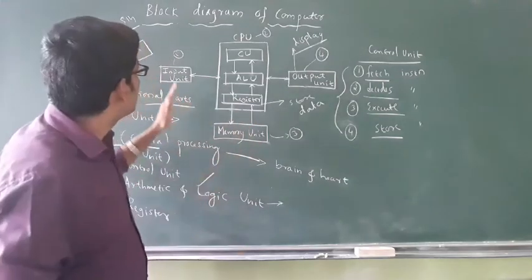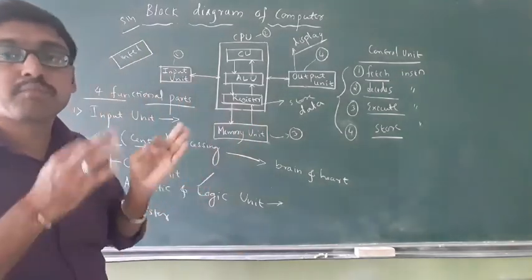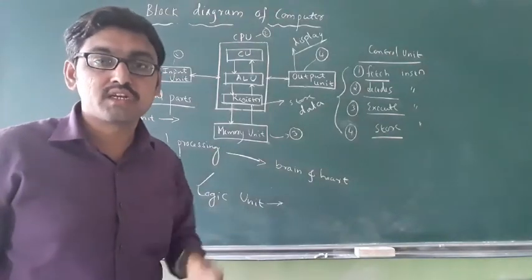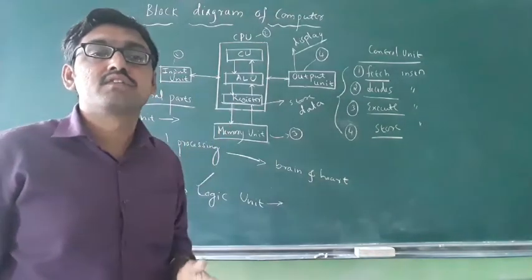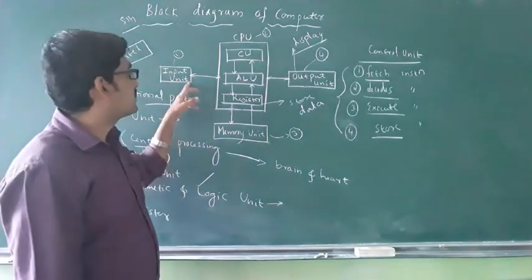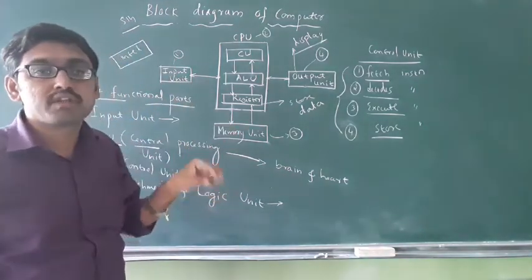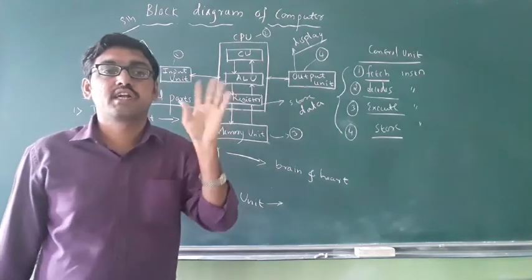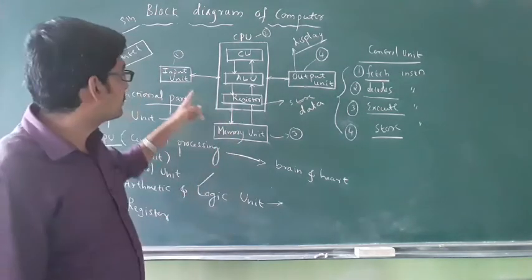What is this? It consists of how many parts? Four parts. Okay, the block diagram of a computer consists of four functional parts. First one is the input unit. The work of the input unit is that the user can enter data into the computer. That is the use of the input unit.